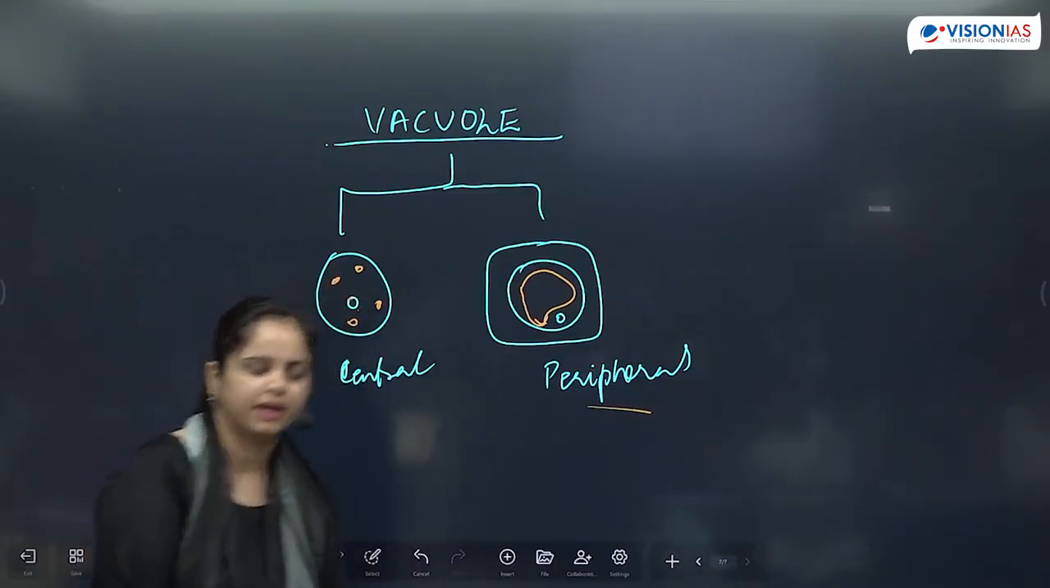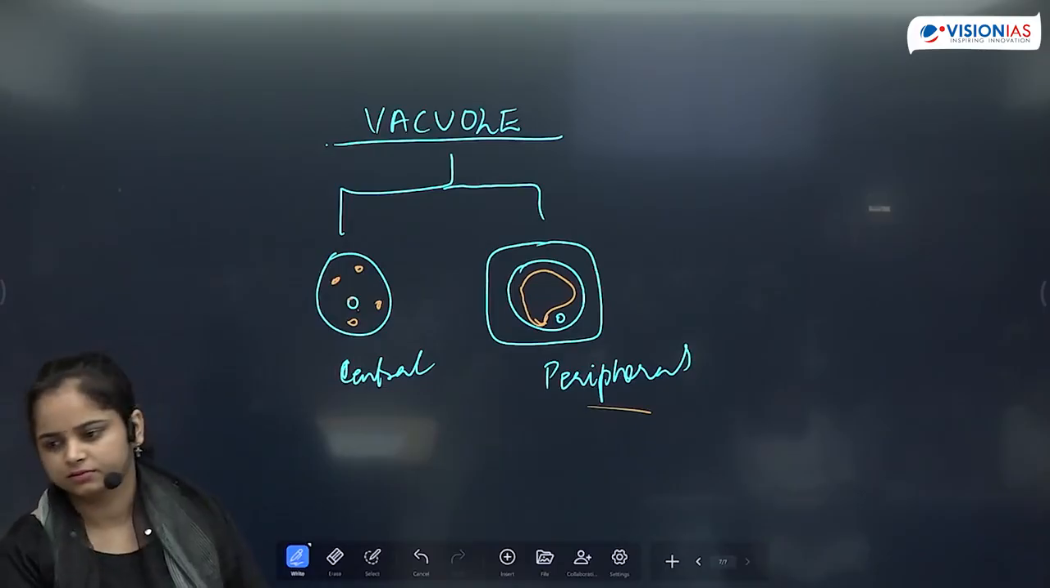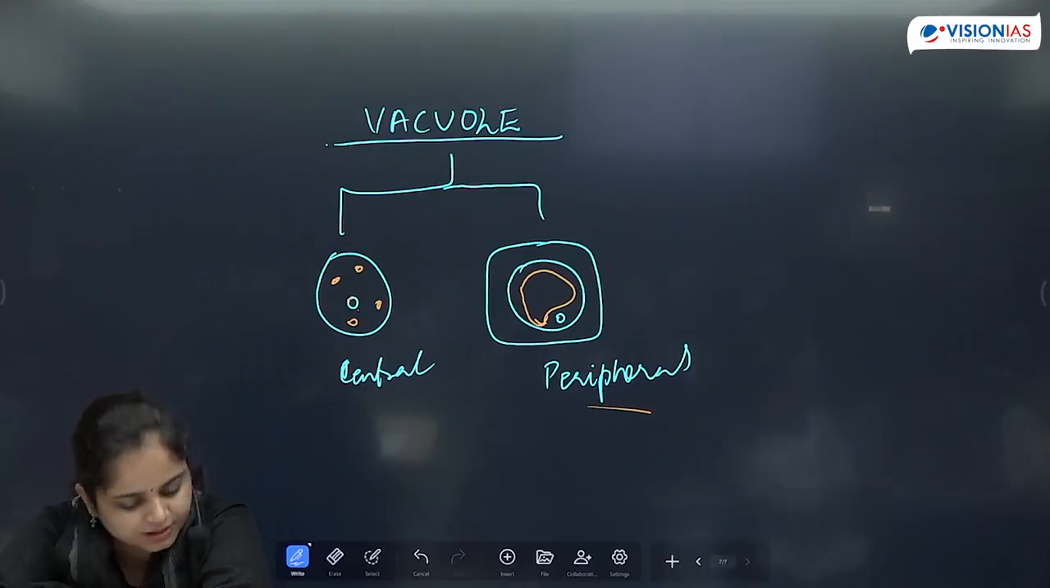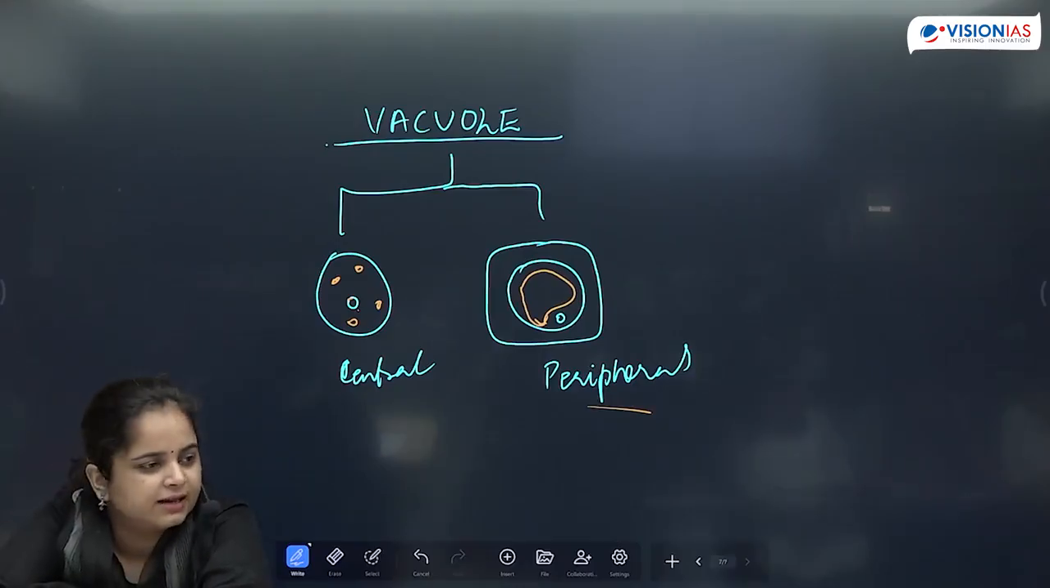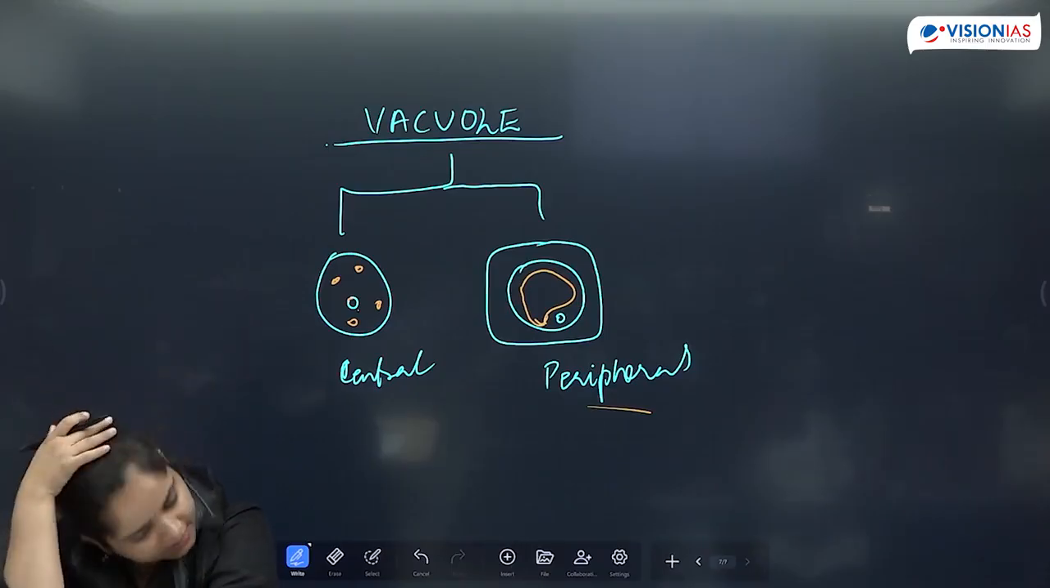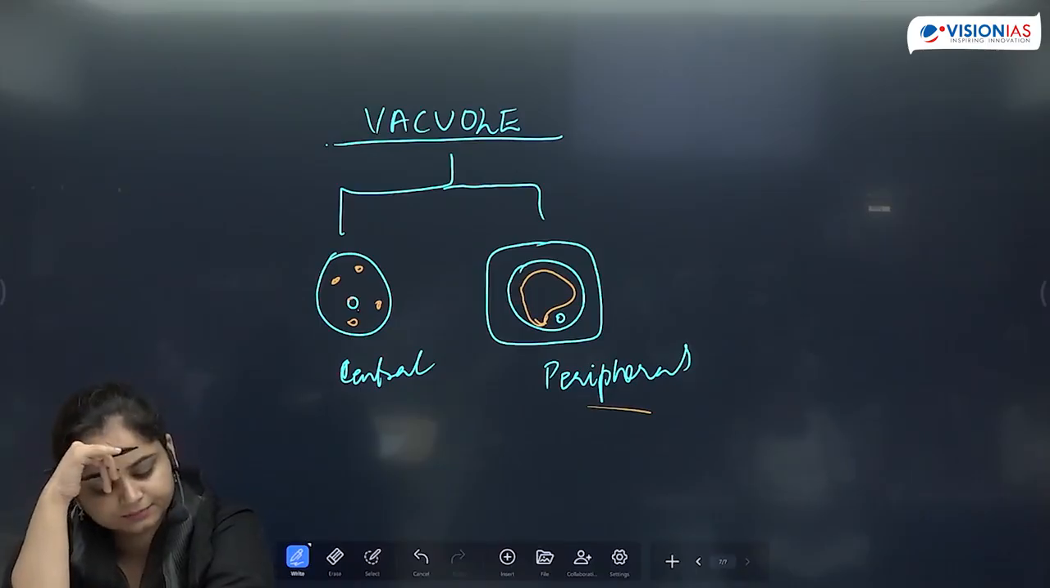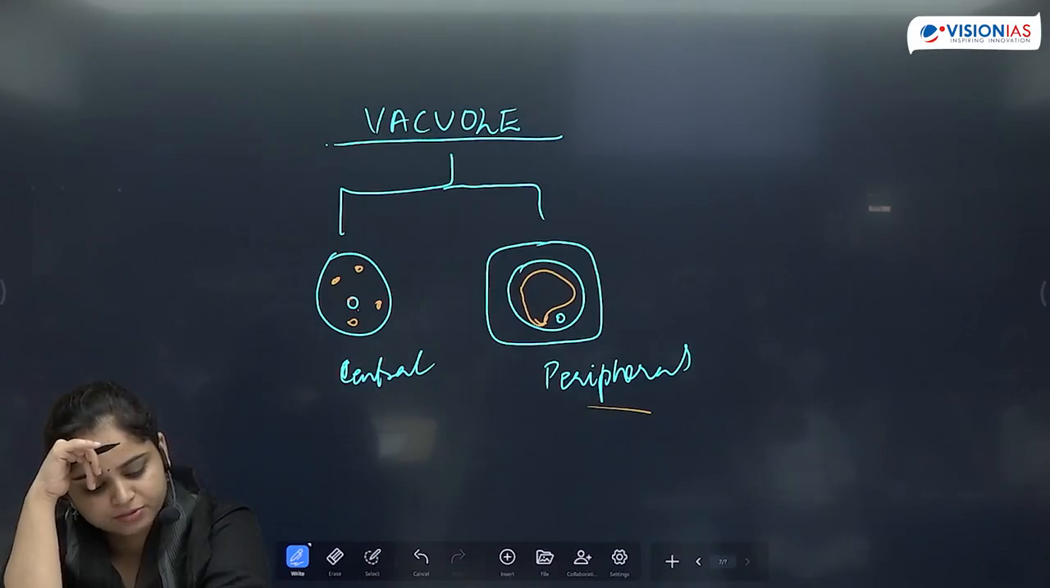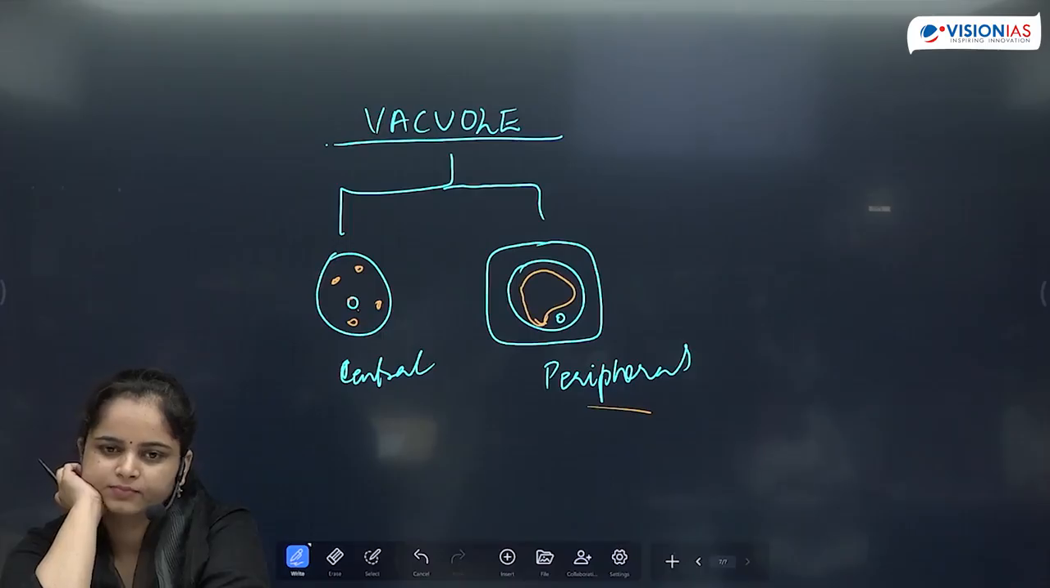Please write vacuoles. They are the storage structures of the cell. They can be present in the form of a single large structure in the plant cell, or multiple small structures in the animal cells.